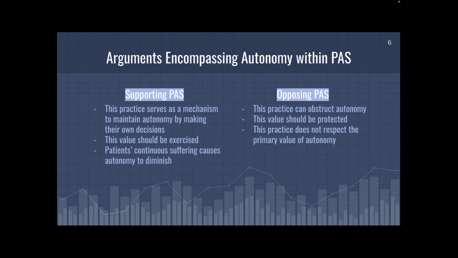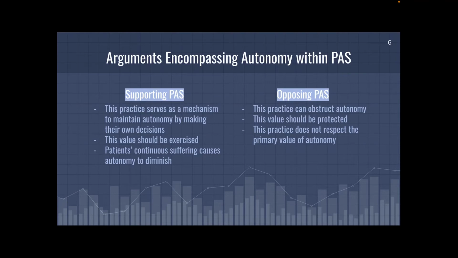Another idea in support of physician-assisted suicide claims that when a person continues to suffer, this causes their autonomy to diminish, and this is because they oftentimes choose to prolong their life based off of others' opinions or wants, which is why they should have the choice to choose this practice.